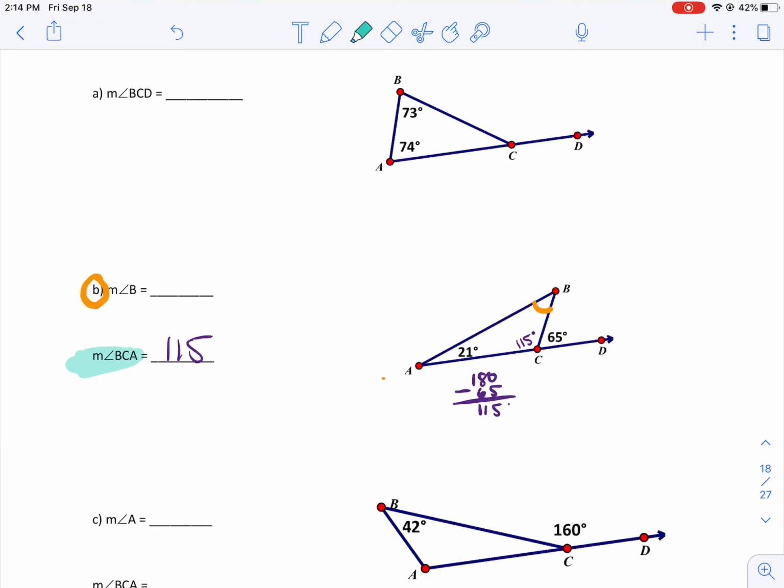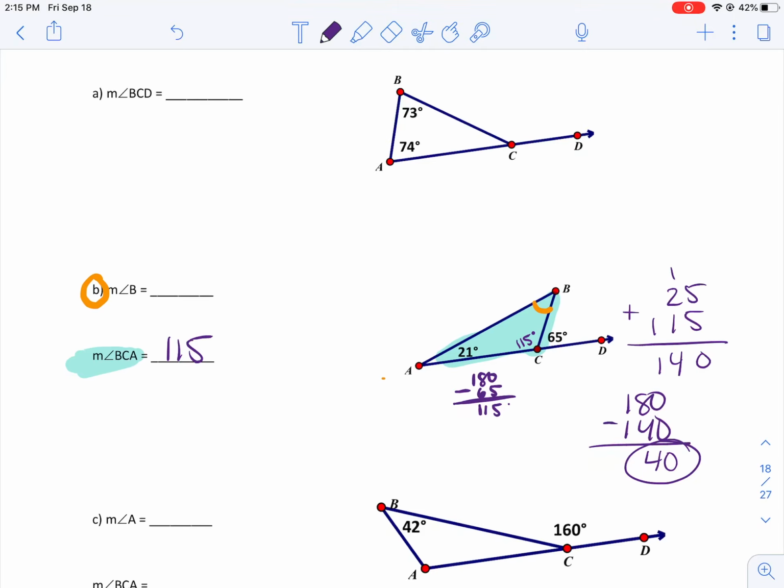There are two ways to do this. You could use the idea that the sum of the interior angles has to add up to 180. So I could take 25, 115, add them up. That's 140. And then I'm going to do 180 minus 140, I'm going to take away, and I have 40 degrees. So this angle here is 40.